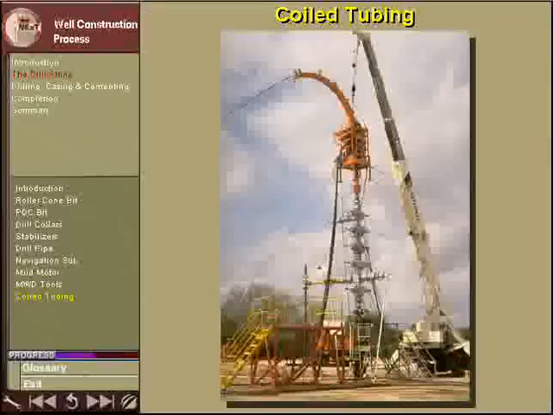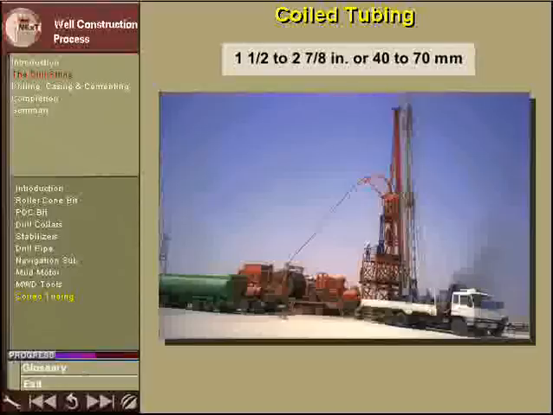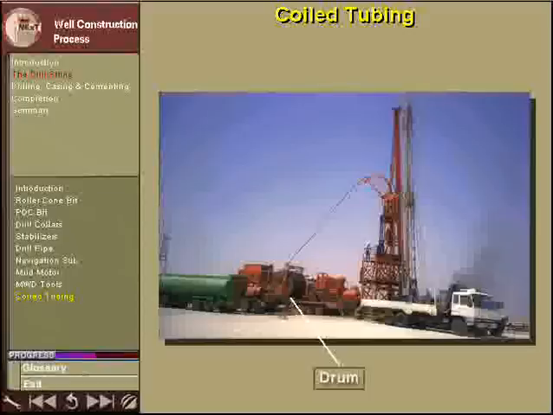When drilling slim hole wells, coiled tubing, or CT, can be used in place of the drill pipe in conventional wells. Coiled tubing is small-diameter seamless pipe that is manufactured in lengths of thousands of feet or meters. The diameter of the pipe ranges from 1.5 inches to 2 7/8 inches, that is 40 to 70 millimeters. The tubing is wound onto a large drum for transportation and deployment.